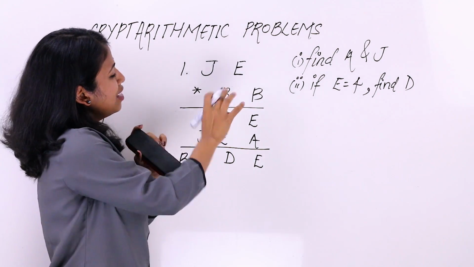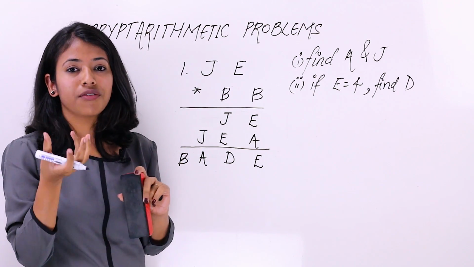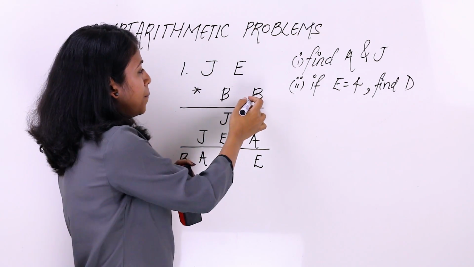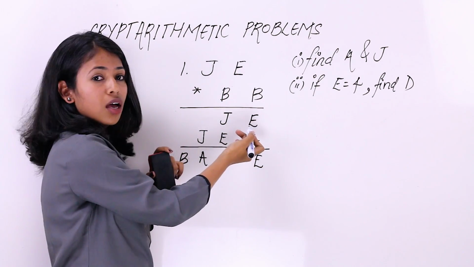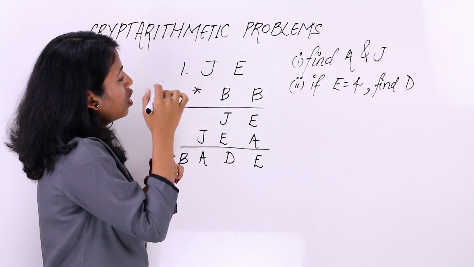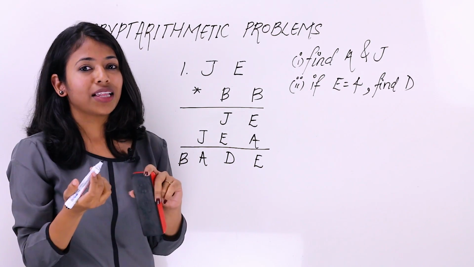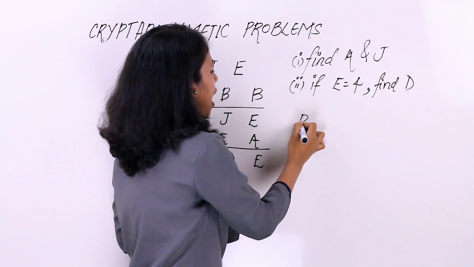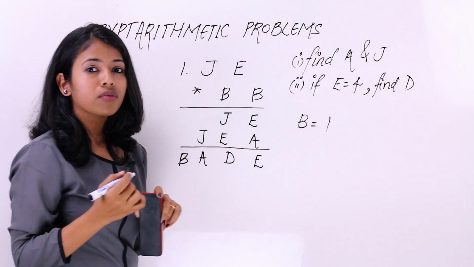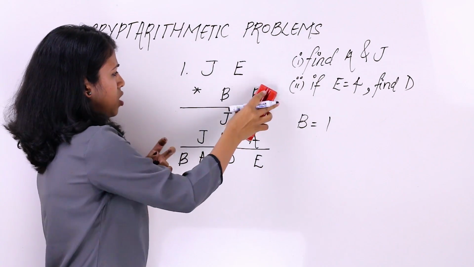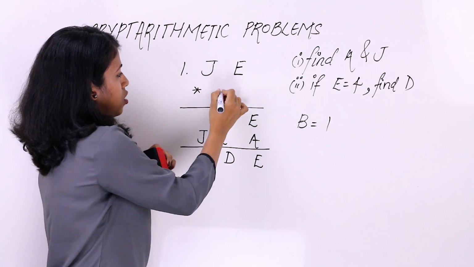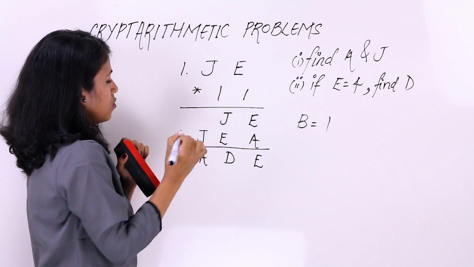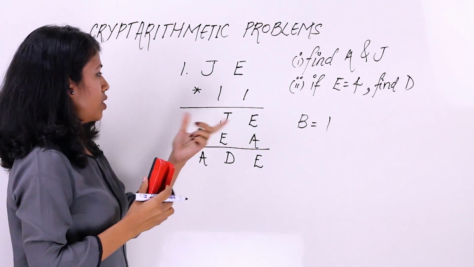Now, let's solve it with a very traditional way of multiplication. B, when multiplied by JE, is giving the result JE, right? What will be the value of B in that case? Obviously, B has to be equal to 1, right? So, I'll replace all the B's with 1. Okay, we are done with this part.